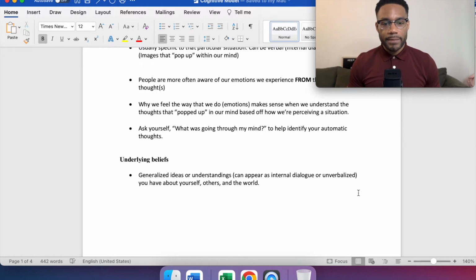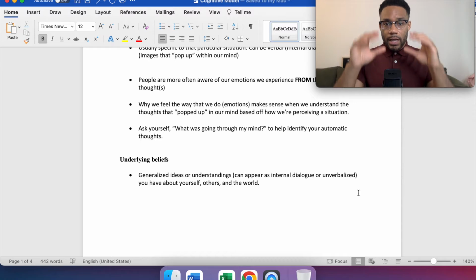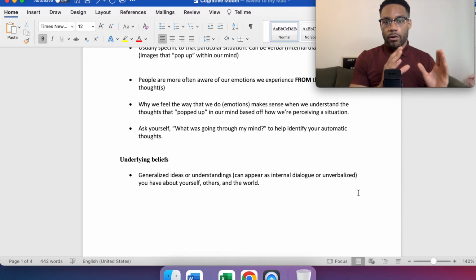And looking at underlying beliefs, these are generalized ideas or understandings, which can appear as internal dialogue or unverbalized, that you have about yourself, others and the world. So think about it as a lens, if you will, right? A lens in how we perceive ourselves, the world, the environment as a whole. So it's going through that filter.